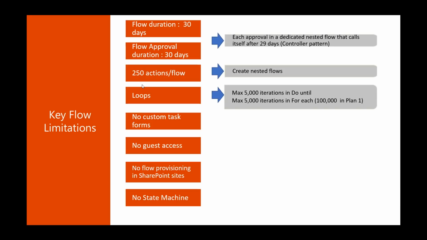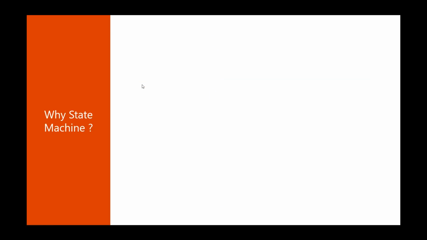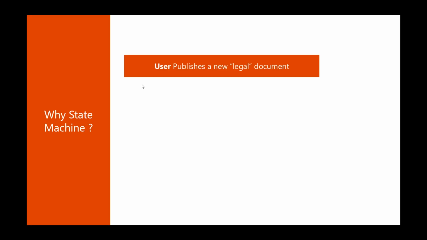And the last one, there's no state machine. In the next slide, I will explain what a state machine is. But the good news is the controller pattern that I mentioned before can also be used to implement a state machine. So why do we need a state machine? What is a state machine? Let me take an example.